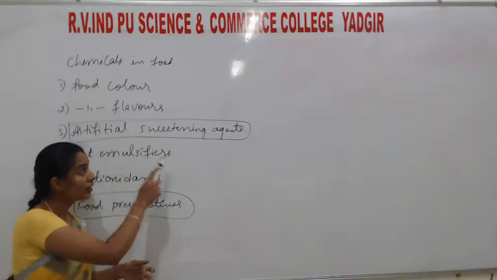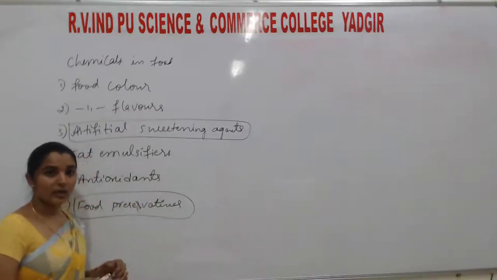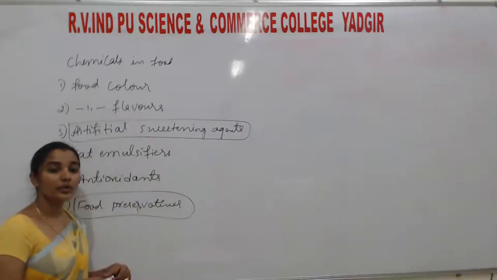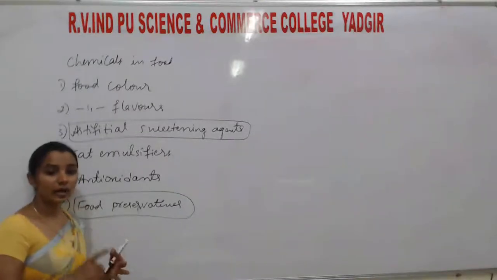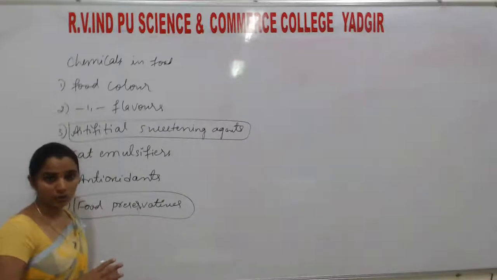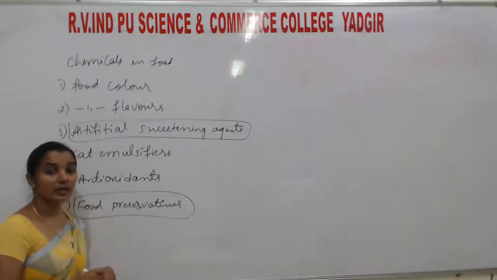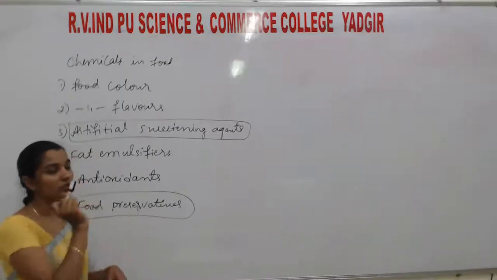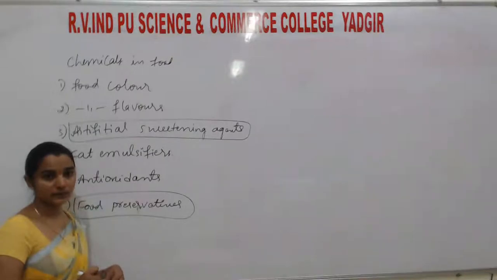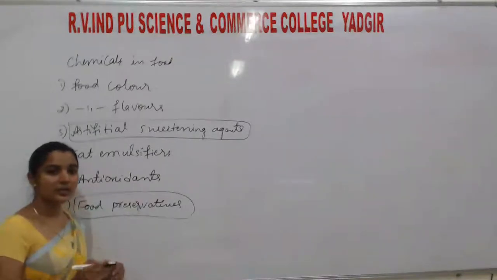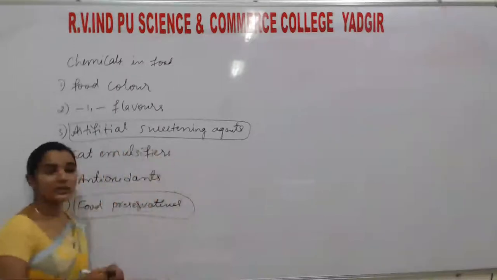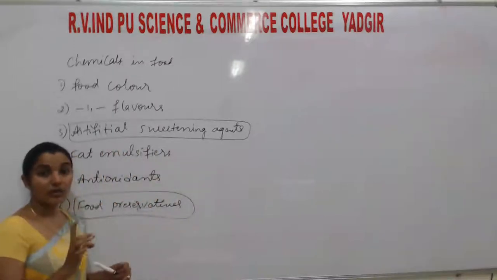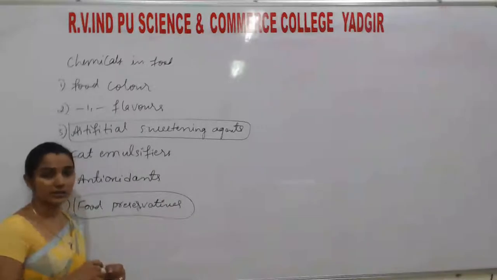That glucose has the capacity to release calories. So these artificial sweetening agents are not carbohydrate foods. They consist of either a sulfonamide group or a ketogenic group. But they give a sweet taste. They just replace the sugar. They give only the taste of sweet, but they won't give any calories.